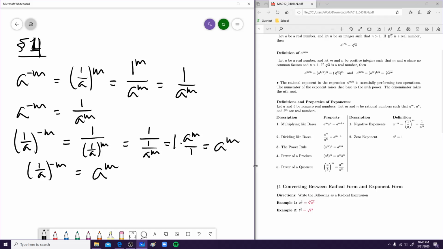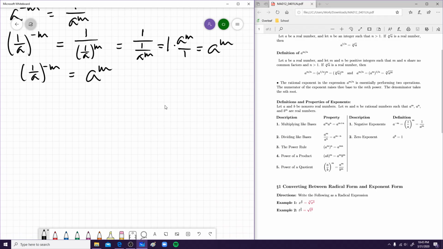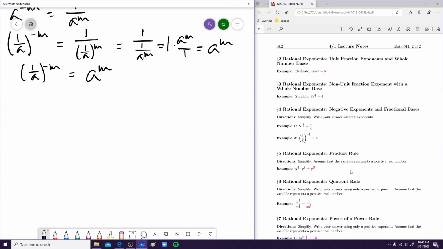Now that we've covered this, let's start with our examples. Example 1, we want to evaluate 8 to the negative 2/3, and emphasizing, it says write your answer without exponents. If you just say 1 over 8 to the 2/3, it's not right because there's still an exponent. So 8 to the negative 2/3, if I use that property, is equal to 1 over 8 to the 2/3.